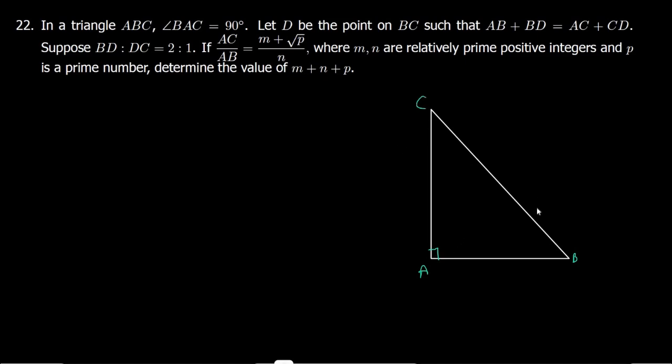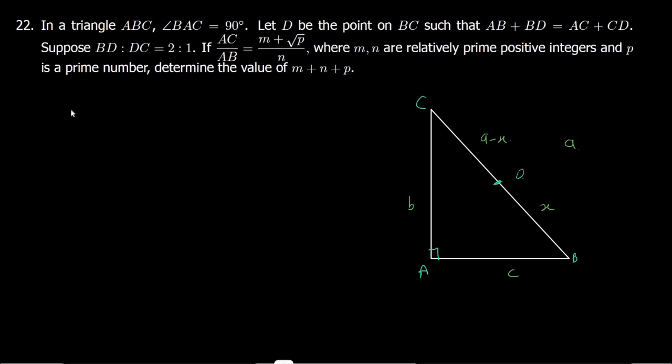Let D be a point on BC so that AB plus BD equals AC plus CD. Suppose this is my point D, so AB plus BD is AC plus CD. That can mean several things. Suppose this side let me call small c, this side small b, and this side small a. And if I assume this as x, then this will be a minus x.